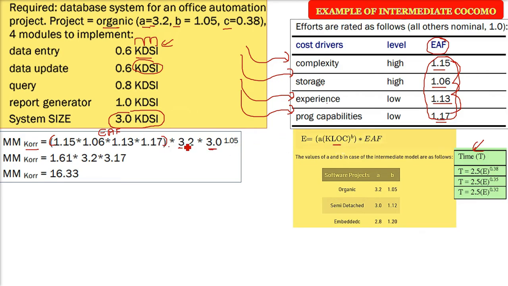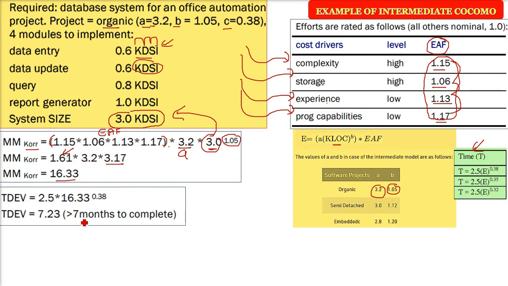And then what is the power B value for organic? It's given in the question also. You can use it here also, 1.05. So in organic, A will be 3.2, B will be 1.05. Put this in the expression here. What do you get? 3 raised to the power 1.05 will give you the value of 3.17. So you have this whole value as 1.61. 3.2 is already there. 3 raised to the power 1.05 is 3.17. And when you multiply all of these, you will get 16.33 MM. Sometimes it is called effort.